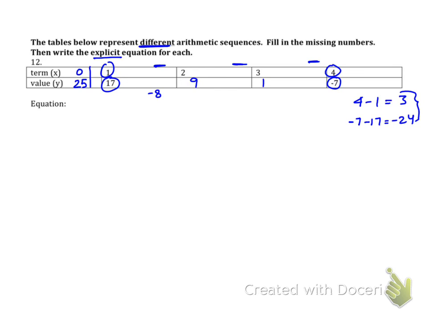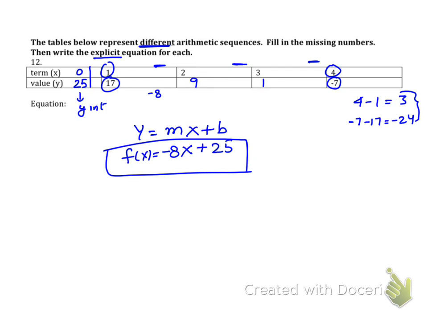So this is actually your y-intercept, and you can write the equation like y equals mx plus b. b is 25, and m is what? The rate of change per unit. It's subtracting by 8, so -8x. So f of x or y equals, up to you, you can say anything. So you can say f of x is equal to this. That's your answer. I hope you get it.